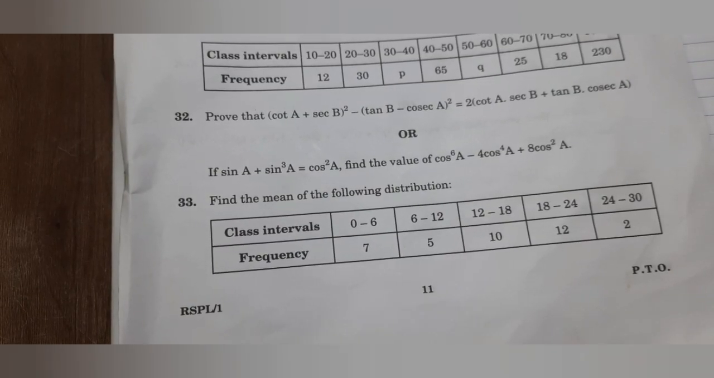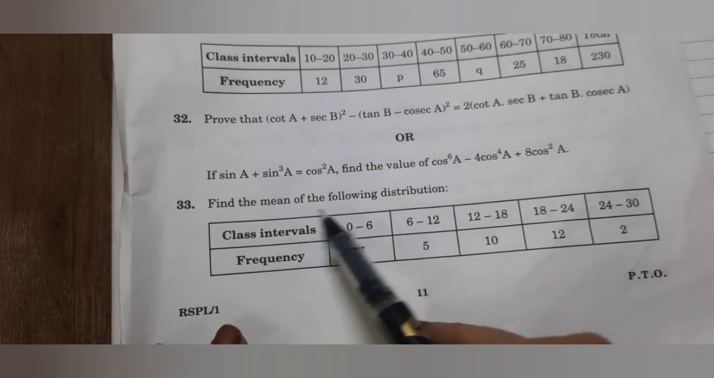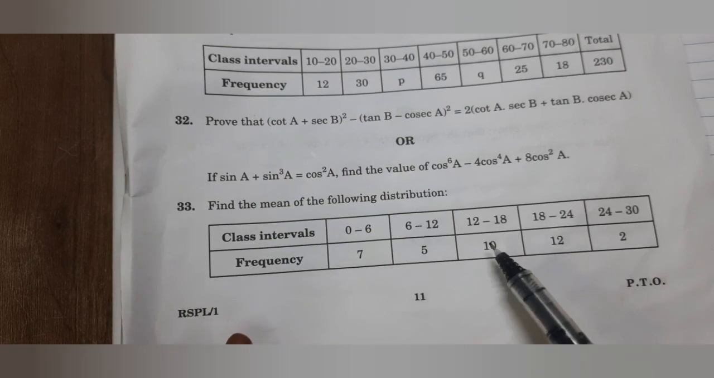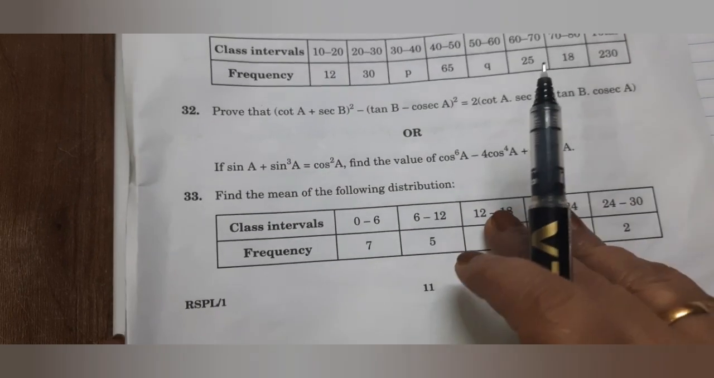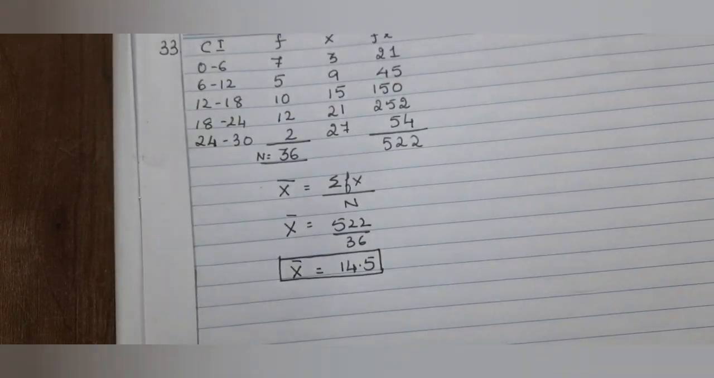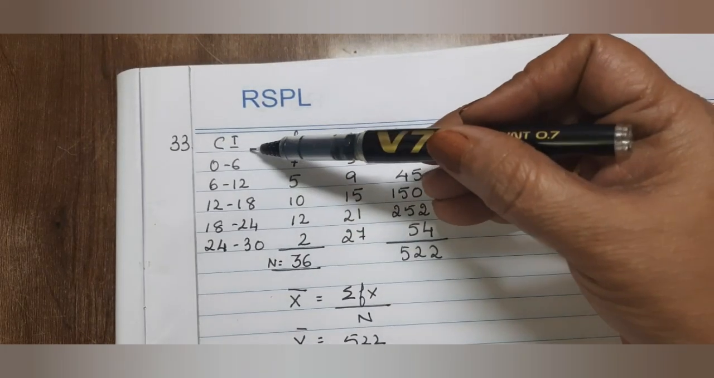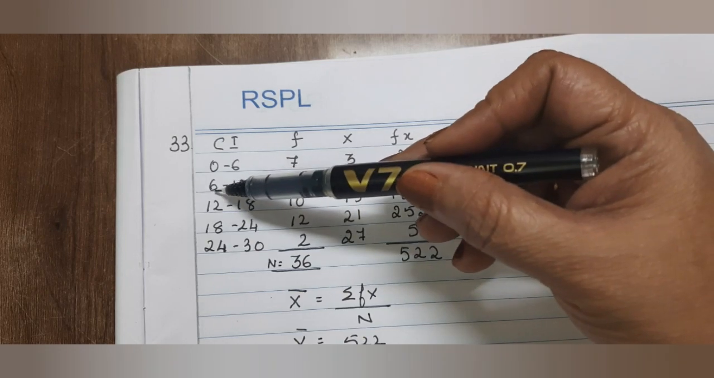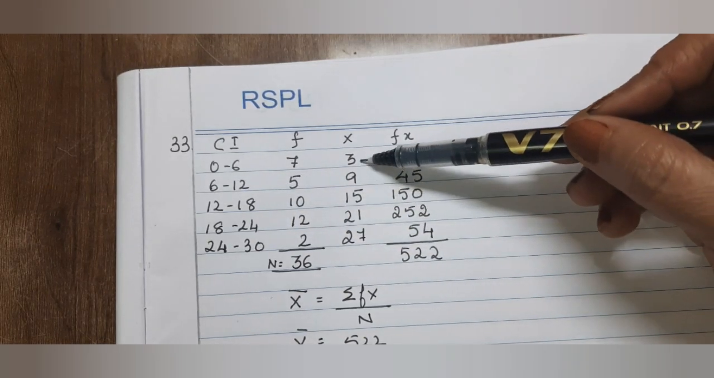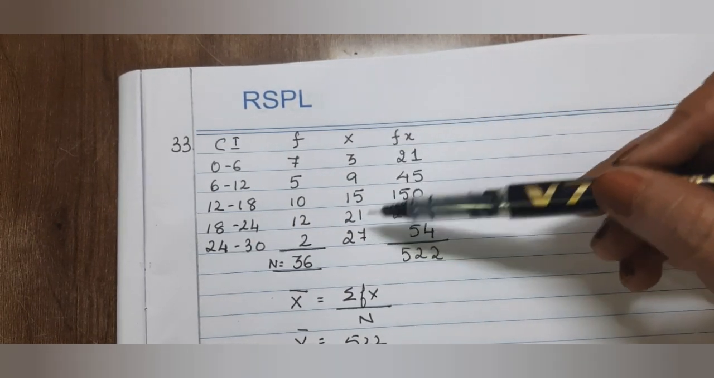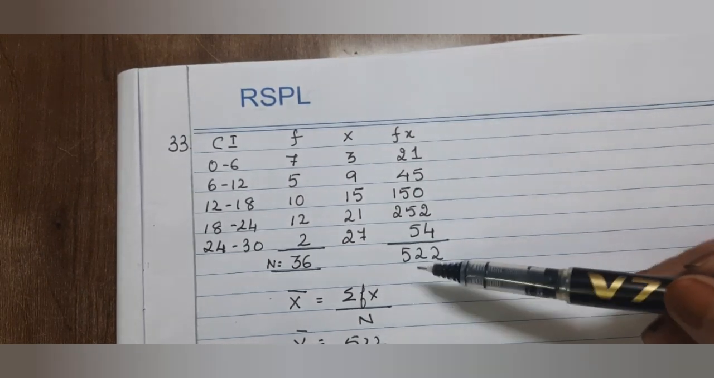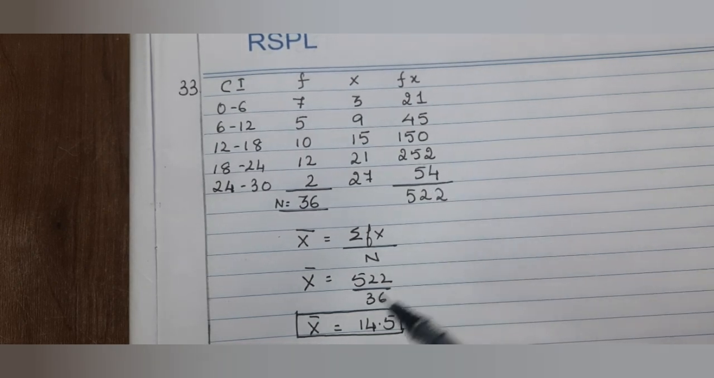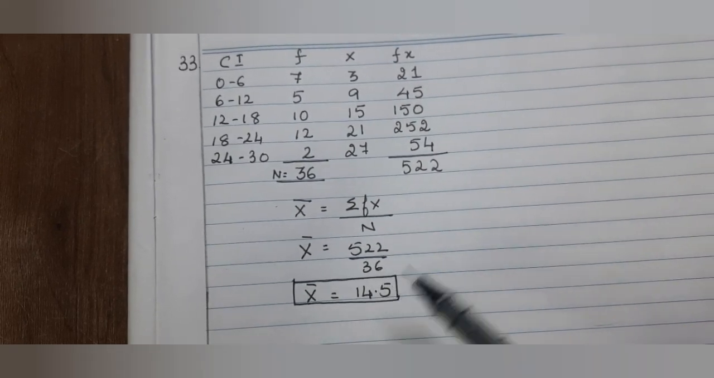Next, 33rd question. Find the mean of the following distribution. So this is a simple question. I have done it by the direct method. Class x midpoint: 0 plus 6 by 2, 6 plus 12 by 2. So the average class mark, then f into x. Here the mean formula is summation of fx divided by n, for grouped data. So you get 14.5.